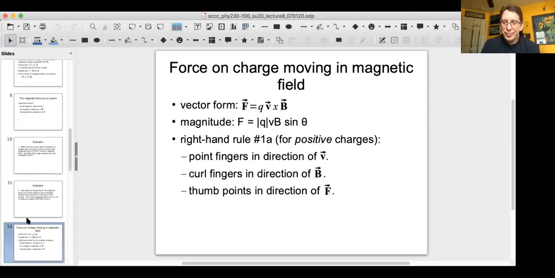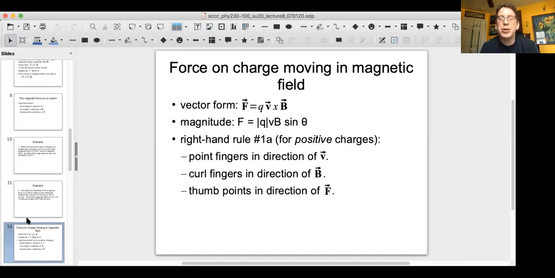The more generalized version of this is the force on a charge moving in a magnetic field. The vector form of that is F equals Q times the cross product of V and B. So the magnitude of F is the magnitude of Q times V B times the sine of theta, where again, theta is the angle between the velocity vector and the magnetic field vector. But in the vector form, there are no absolute value signs around Q.